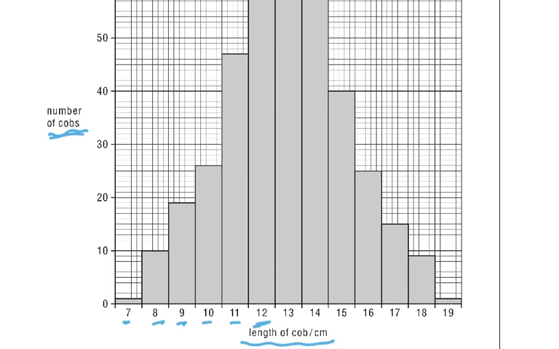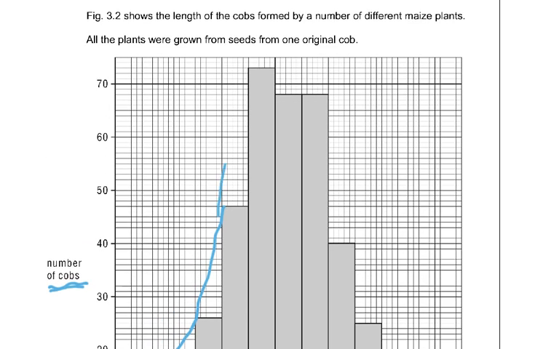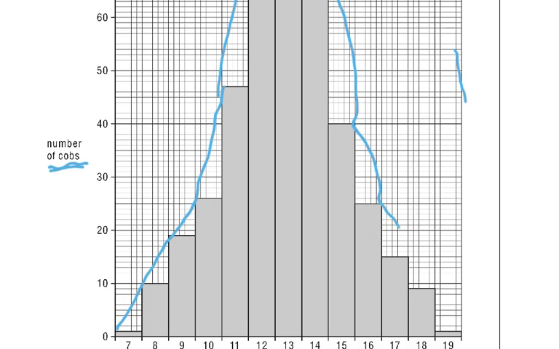So if you look at this graph, I always say, just join the ends, and then you see it comes something like this, a bell-shaped graph. Now this is always continuous variation.